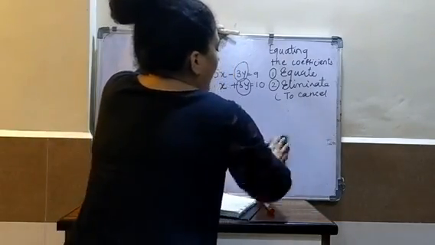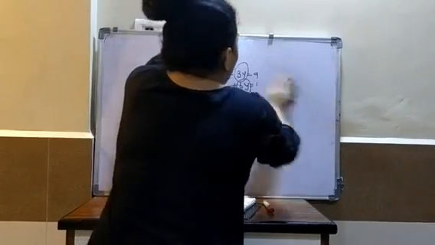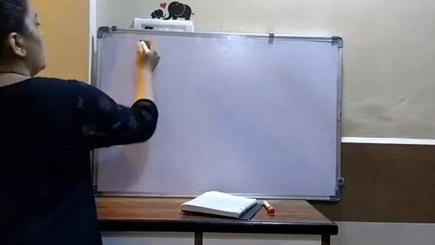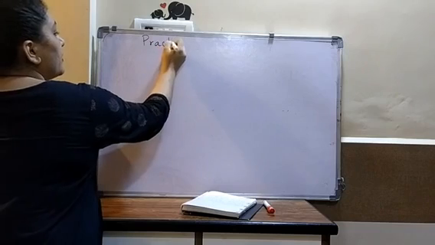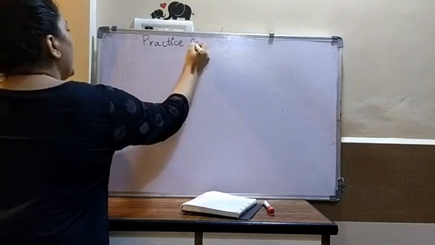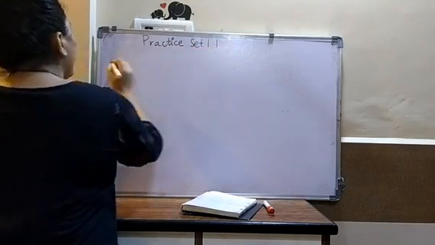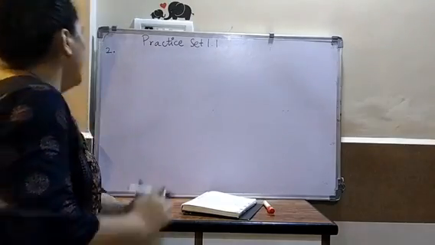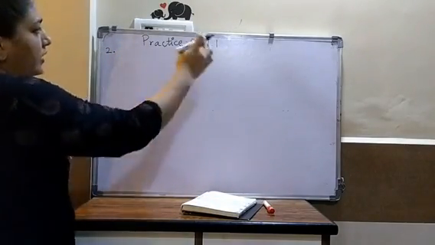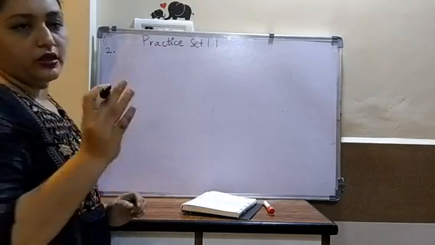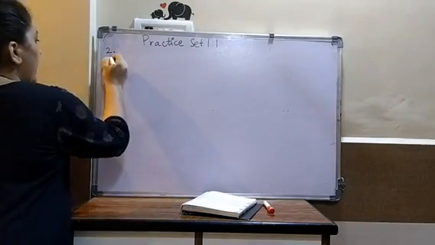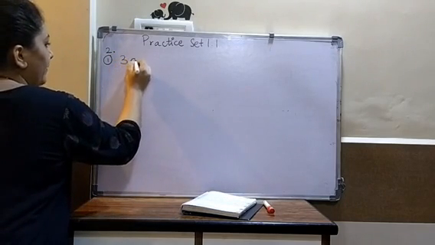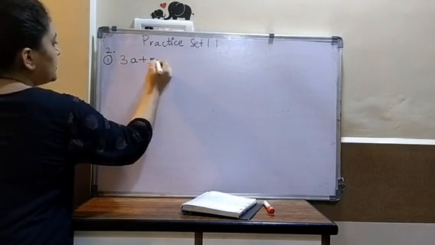So I am starting with question number 2. We will start with practice set 1.1 and in that we have the second question. There you have: solve the following linear equations. So in that I am taking your first question. What is your first question? It has two linear equations.